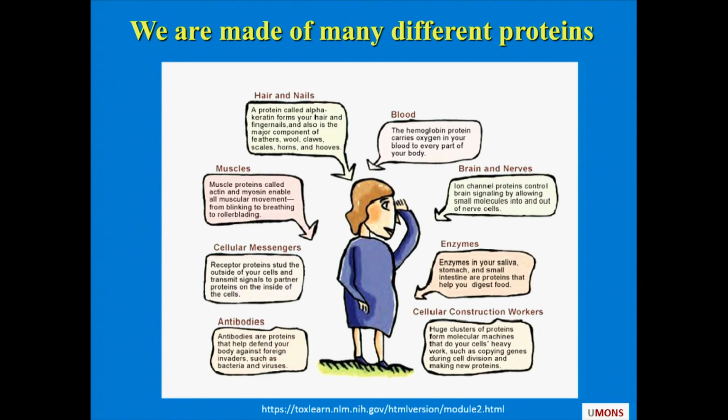So for instance, for hair and nails, we have a major protein which is named alpha-keratin, which is making hair and nails. There's another protein you probably heard of, which is named hemoglobin. It is found in your bloodstream, and this protein goes to your lungs, where it takes oxygen when you are breathing, and hemoglobin carries oxygen everywhere in your body, including in your muscles, including in your brain, and that allows you to listen to my story.